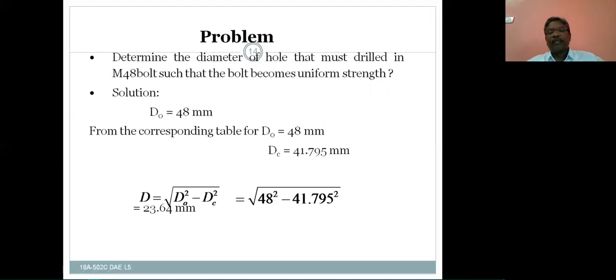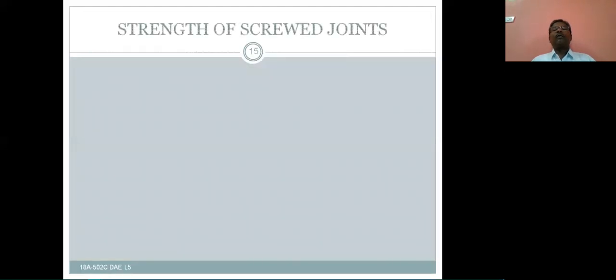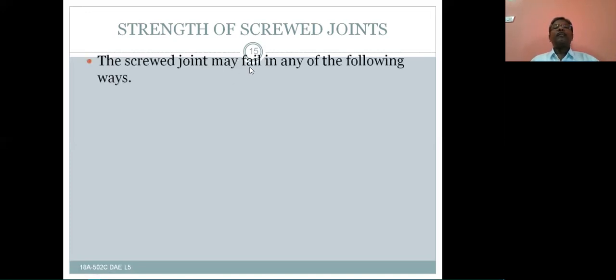Okay, friends. So this is how to make a bolt of uniform strength, the concept of bolts of uniform strength. Now let us see the strength of screwed joints. The screwed joint may fail in any of the following ways. Let us see what the ways are.